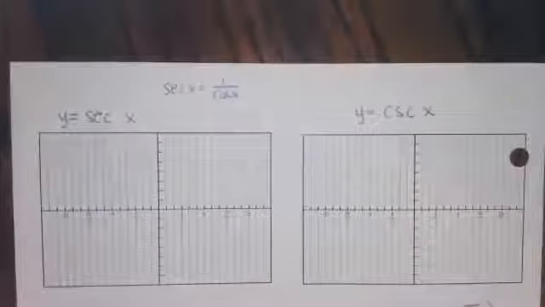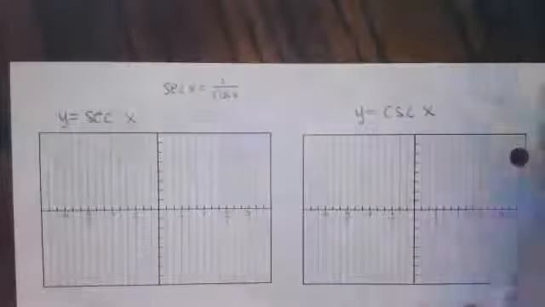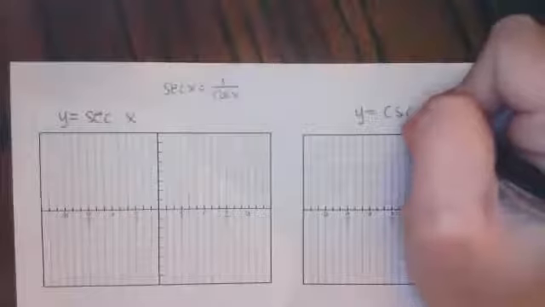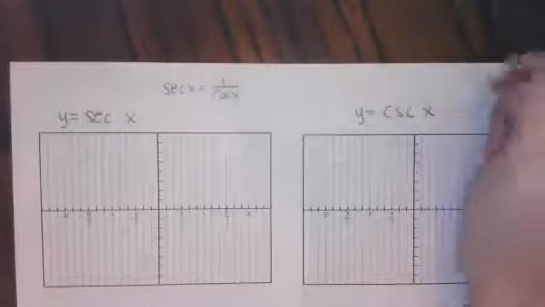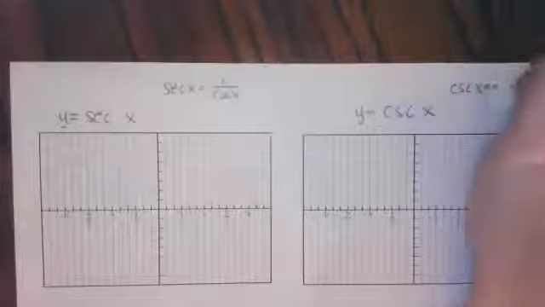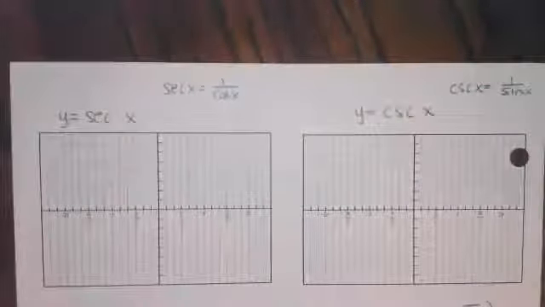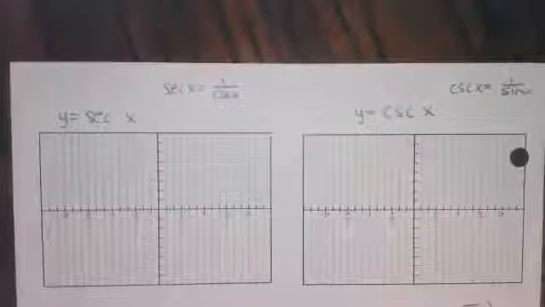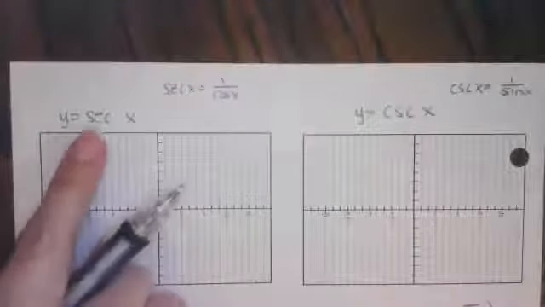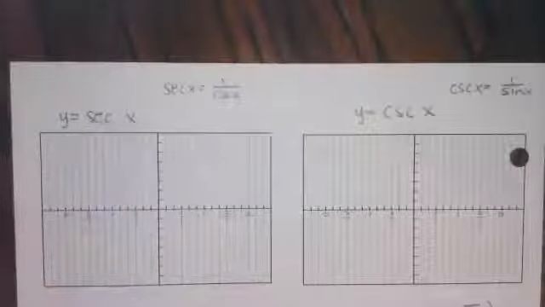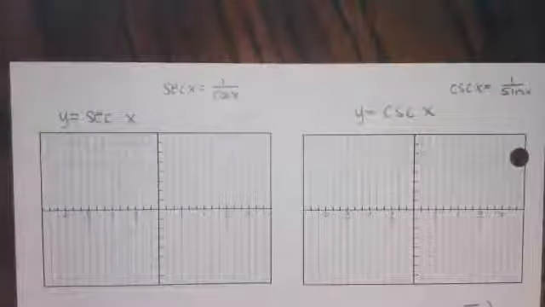is equal to 1 over the cosine of x. I'm sorry, the cosine of x. The cosecant is 1 over the sine of x. So it's beneficial for you to graph the cosine or the sine in order to graph its secant or cosecant graph. We start by graphing its inverse.